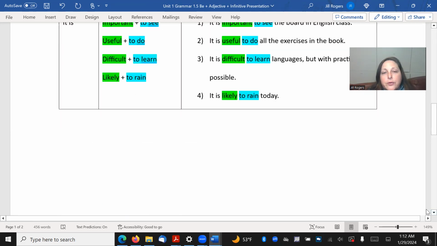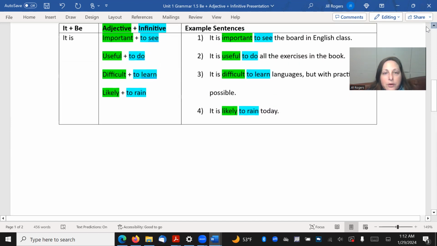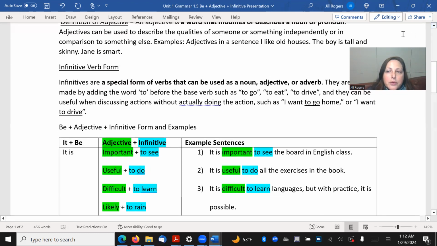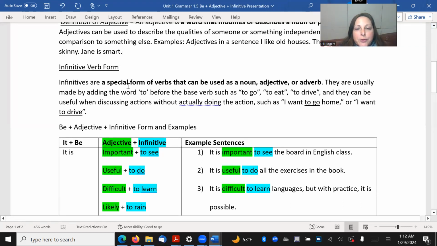The other new grammar word here is infinitive. They're a special form of verbs. And if we just take a look here, it's the to word plus the base form of the verb. So here's some examples like to go, to eat, to drive. The base form of the verb means it doesn't have an inflection, meaning it doesn't have past tense, it doesn't have present tense, it's just the word. Okay.